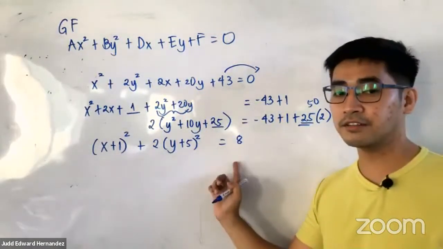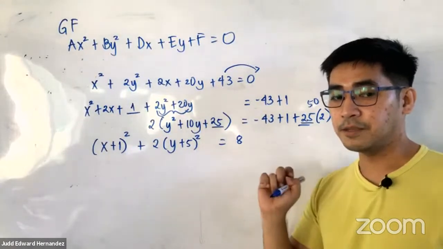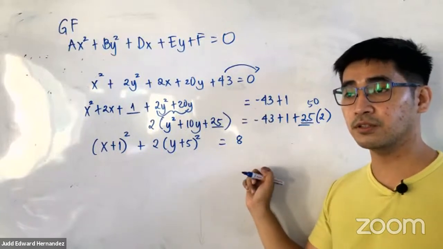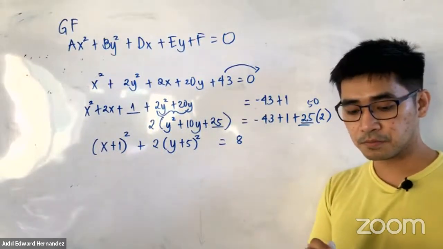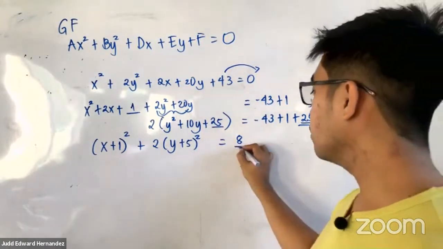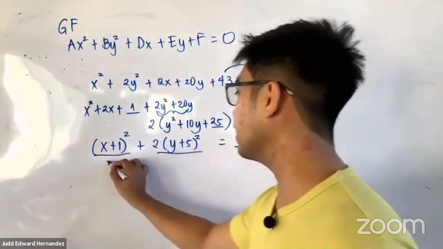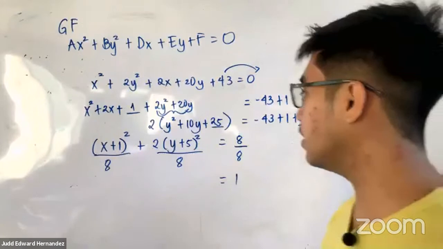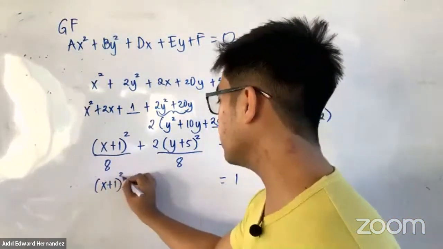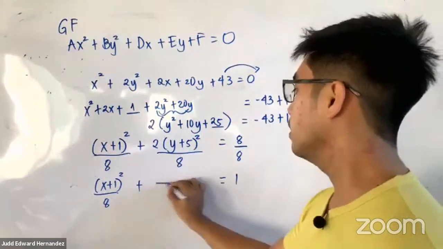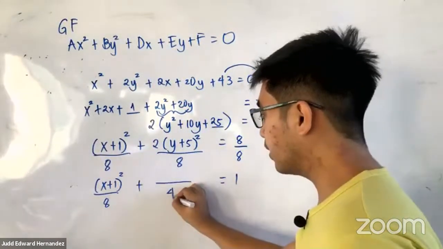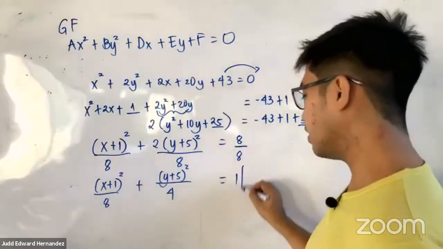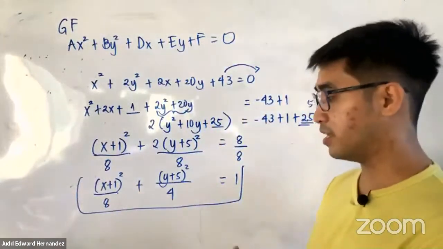Is this now the standard form of the ellipse? Yes or no? No. Why? Because in the standard form of the ellipse, the right side should always be equal to 1. Therefore, we need to divide all the terms by 8. 8 divided by 8 is equal to 1. And we now have (x plus 1) quantity squared over 8, plus (y plus 5) quantity squared over 8 divided by 2, which is 4. So this is now the standard equation of the ellipse.